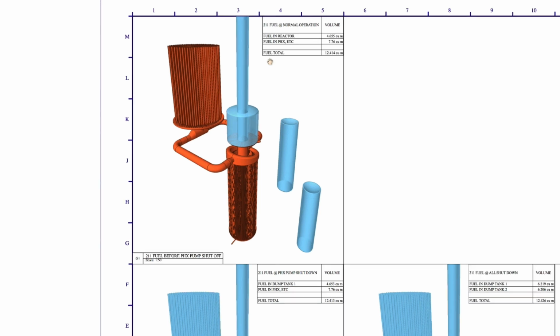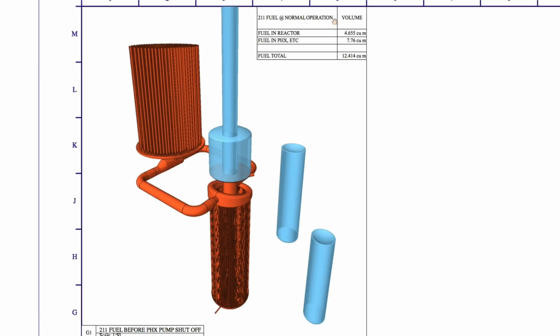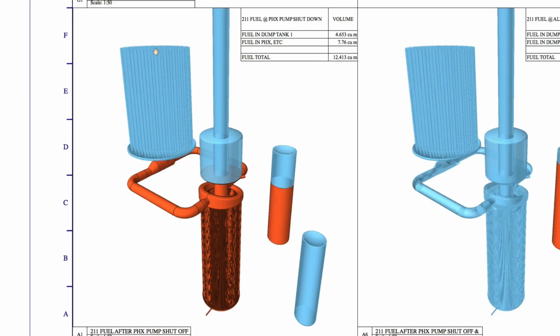Let's see how the volumes work out. Here, in normal operation, we have about 12.5 cubic meters of the orange. 4.6 is in the reactor, 7.7 is everything else. So now we shut the pump off. Now with the pump off, all the fuel drains down to this level here where the overflow pipe is, and it drains into there. If they turn the pump back on again, they pressurize this and that pushes the fuel back up through this pipe and goes back on and they can start it up. This allows them to start and stop the reactor for whatever reason that they want.